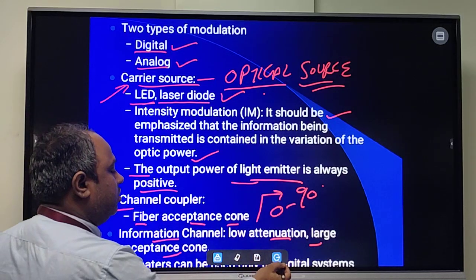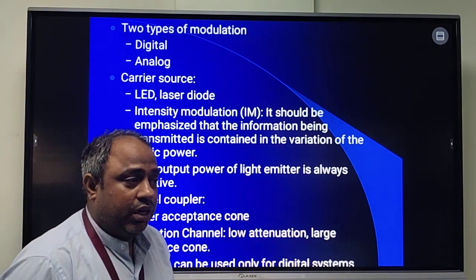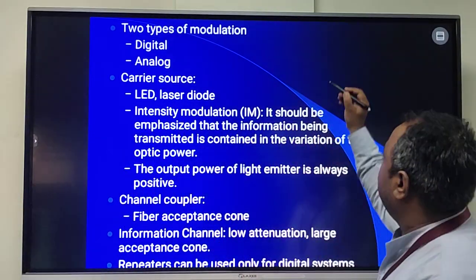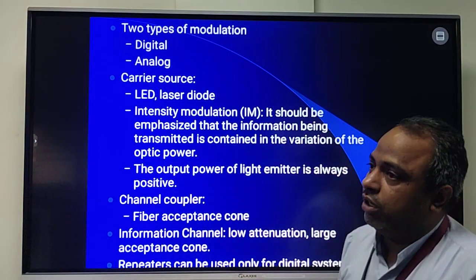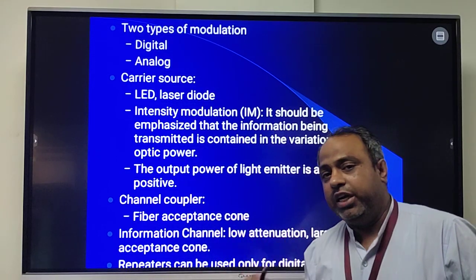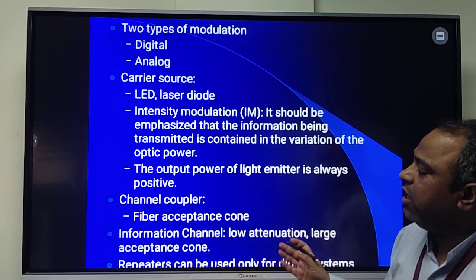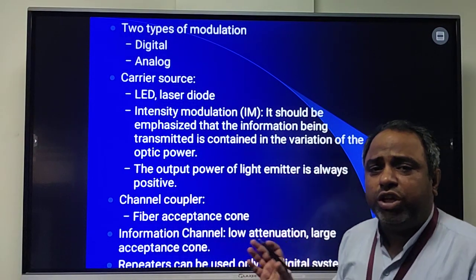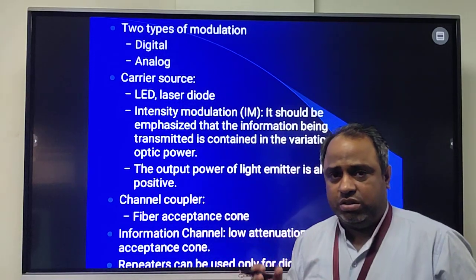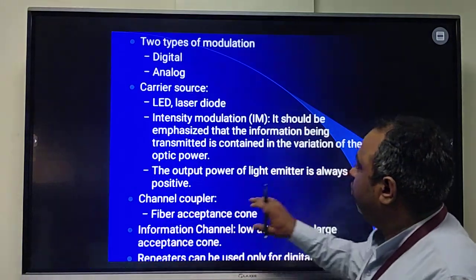Now the next one is that a repeater can be used only for a digital system. Repeater means your signal is repeated after a certain distance, approximately 60 to 70 kilometers, within a certain range of those repeaters. But after a certain time period, you cannot use such things. So these are the basic carrier sources and channel coupler for optical communication, where the signal is transferred, processed, exhibited, and information is shared with the help of optical communication.